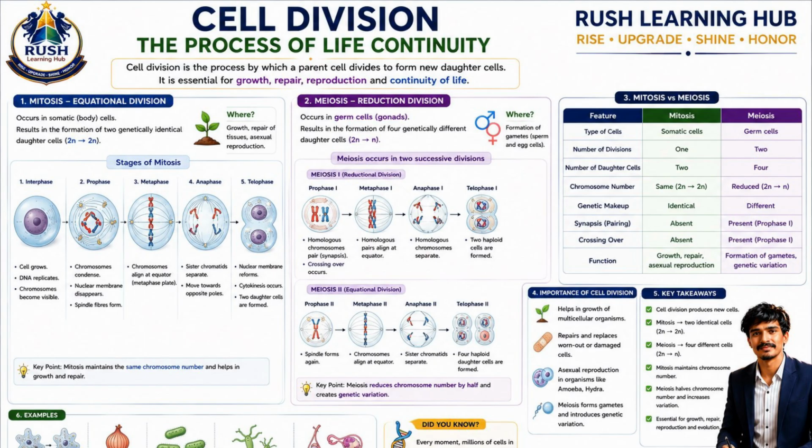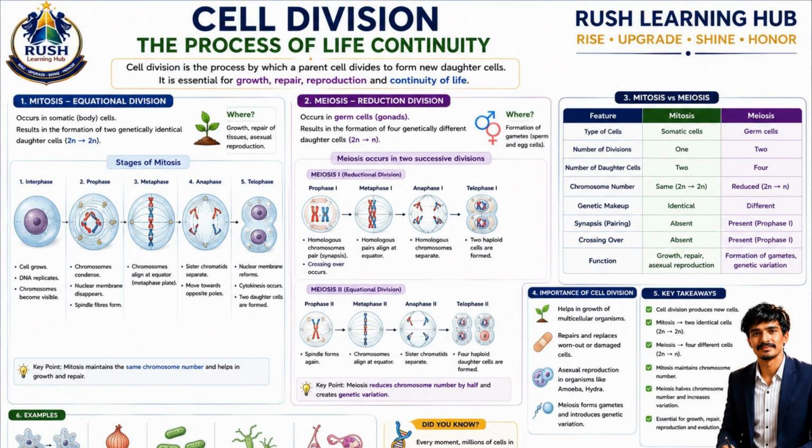Unlike mitosis, meiosis involves two successive divisions and produces 4 daughter cells. Another important difference is that the chromosome number is reduced to half. For example, if the parent cell contains 46 chromosomes, each daughter cell formed through meiosis will contain only 23 chromosomes. This is why meiosis is called reduction division.